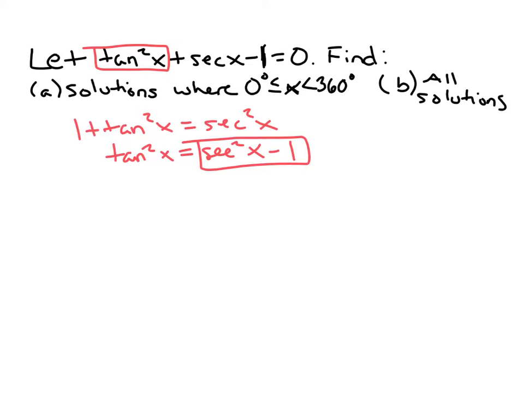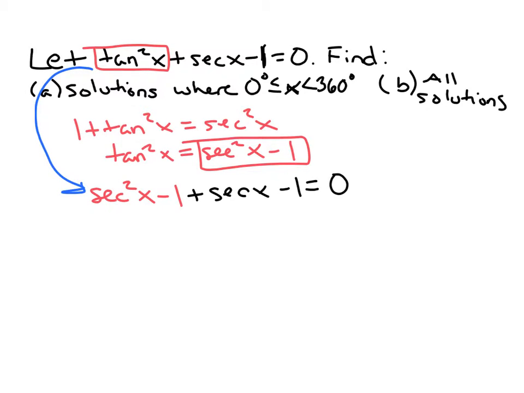So I'm going to go ahead and do that. The tangent squared becomes secant squared x minus 1, and then we've got plus secant x minus 1 equals 0. Now rearranging and combining like terms, it's nice to have the squared term in front, then the term with the first power, and then combine the constants, so minus 1 minus 1 is minus 2.